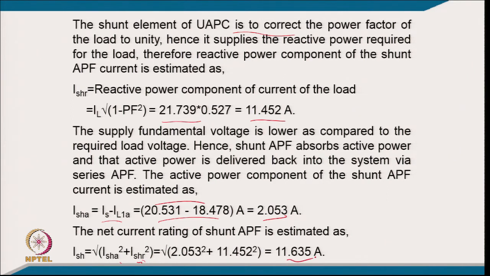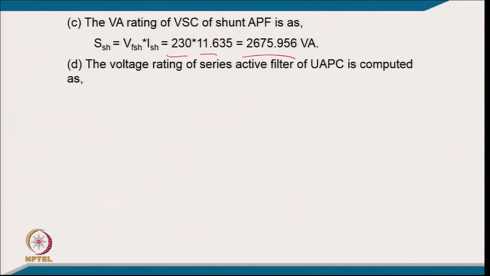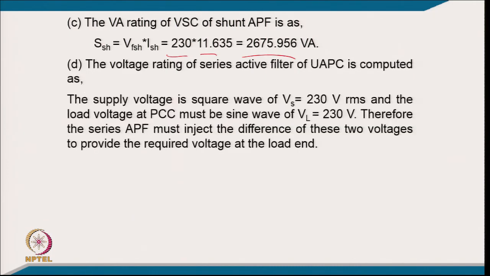Putting in the values, it comes to 11.635 ampere, and the VA rating of the voltage source converter is the voltage rating multiplied by the current, which comes to 2675.956 volt ampere, and the voltage rating of the series active filter of UPQC is computed as follows.